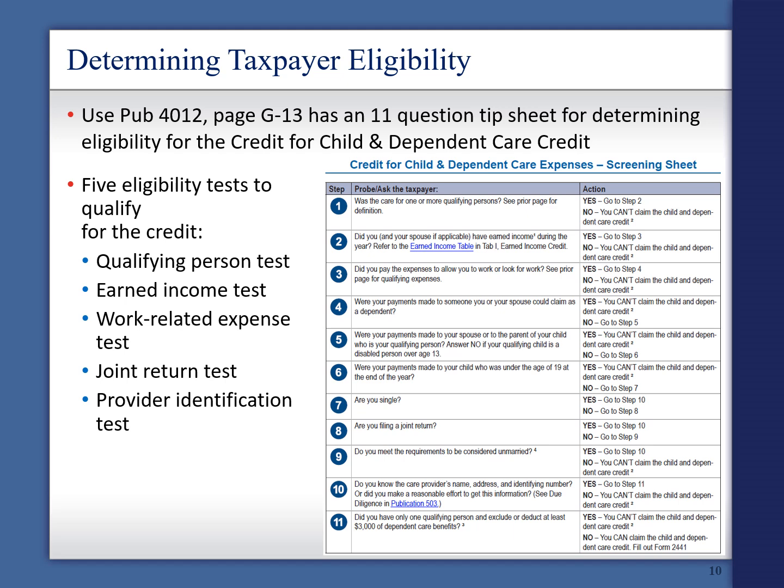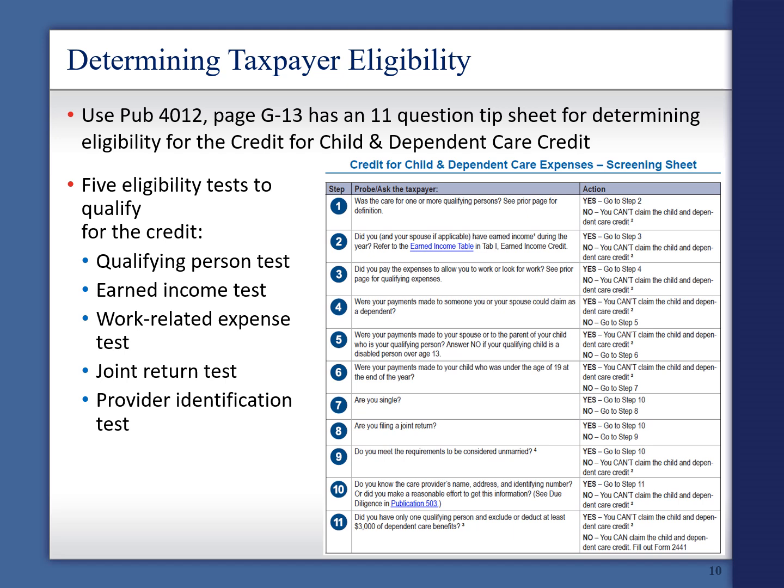There are 5 eligibility tests to qualify for this credit. Use the screening sheet in the 4012 to determine if the taxpayer meets the requirements to claim the credit. The qualifying person test means that there's a qualifying child under the age of 13 when the expenses were incurred, or a person incapable of self-care who lived with the taxpayer for at least half of the year. The earned income test is where the child care expenses can't be more than the lesser of the taxpayer's or the taxpayer's spouse's earned income.